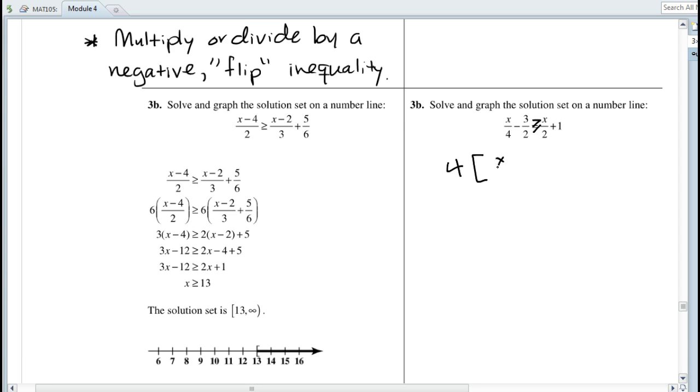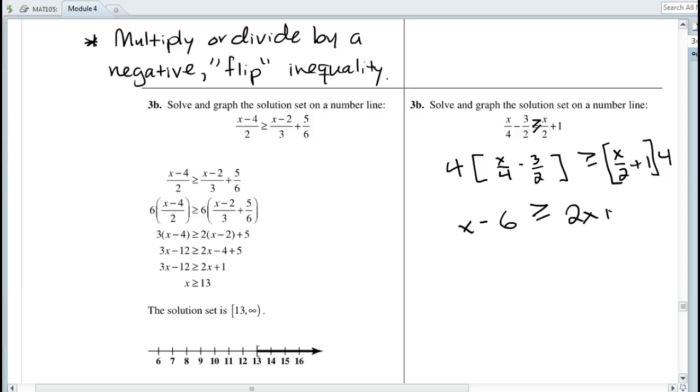So if we multiply 4 by x over 4 minus 3 over 2, and then greater than or equal to x over 2 plus 1, and we need to multiply that by 4 also. So when we distribute the 4, we'll get x minus, and then 4 times 3 over 2 is going to be 12 over 2, or minus 6, greater than or equal to 4 times x over 2 is 2x, and then 4 times 1 is positive 4.